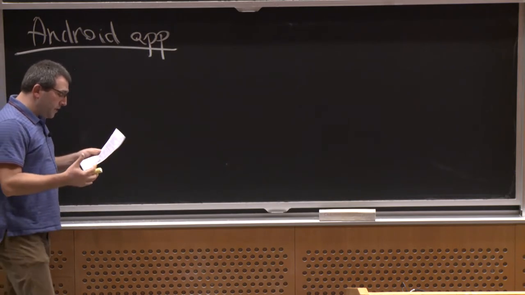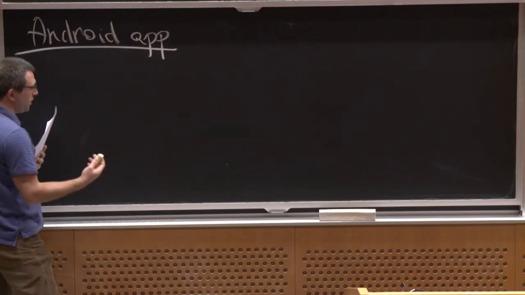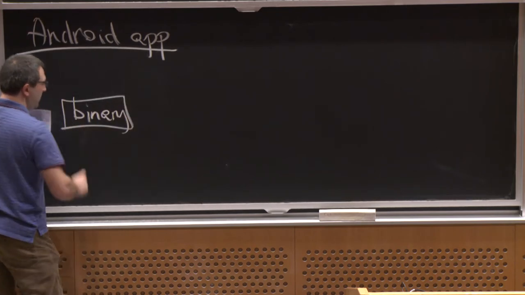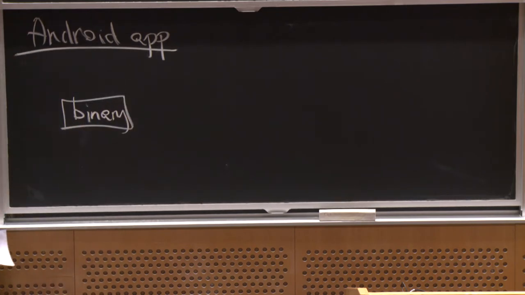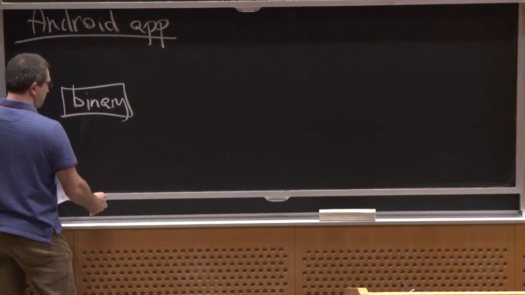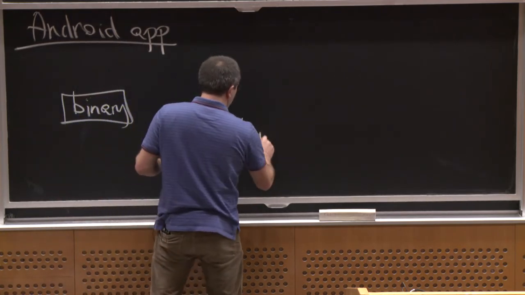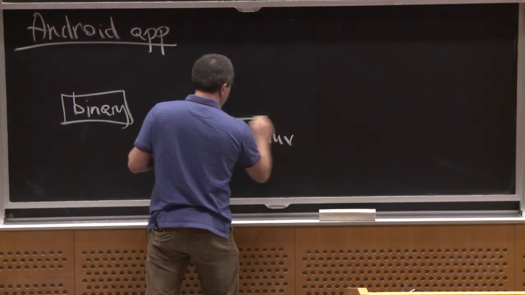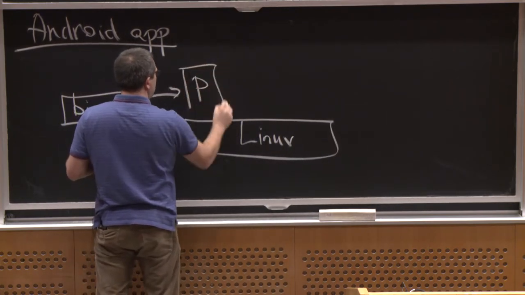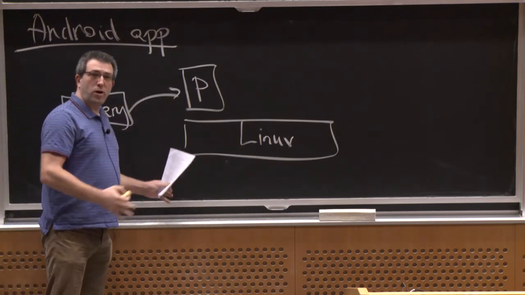So mechanically, Android apps look like a Linux process, if you will. What is an app? To a first approximation, you have a binary, some kind of executable file, some code that the app comes with, probably some data in there as well, images, static files, et cetera. And this binary is just going to run as a process on Linux. So your phone is running, on Android at least, your Linux kernel, and this binary is going to run as some kind of a process here. And that's what it means to run an app on Android.